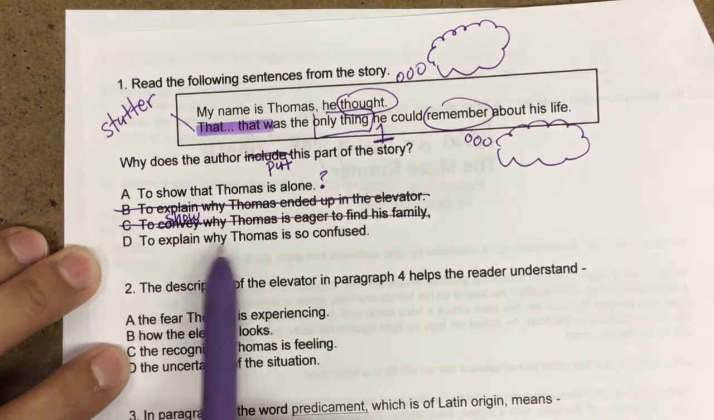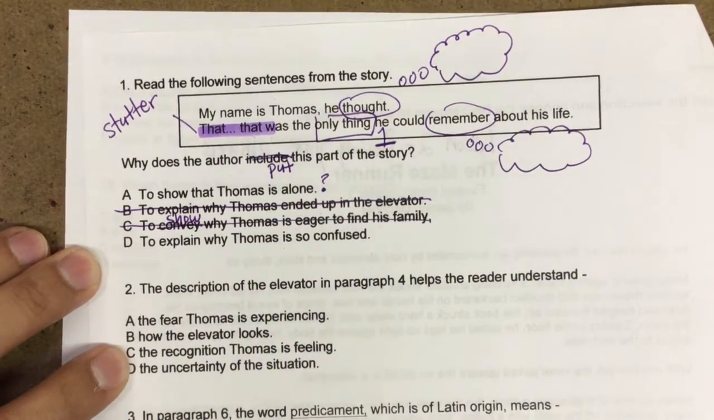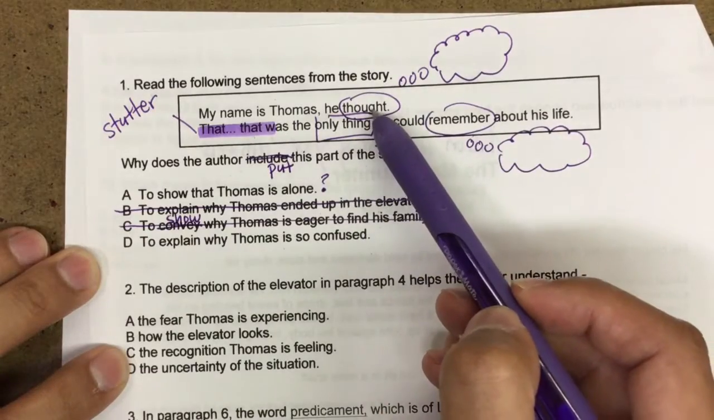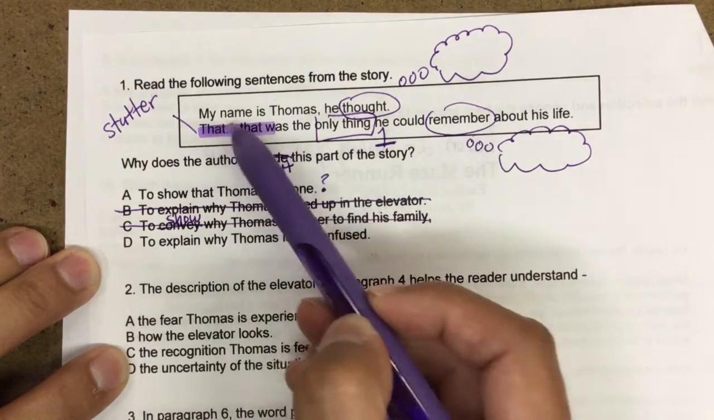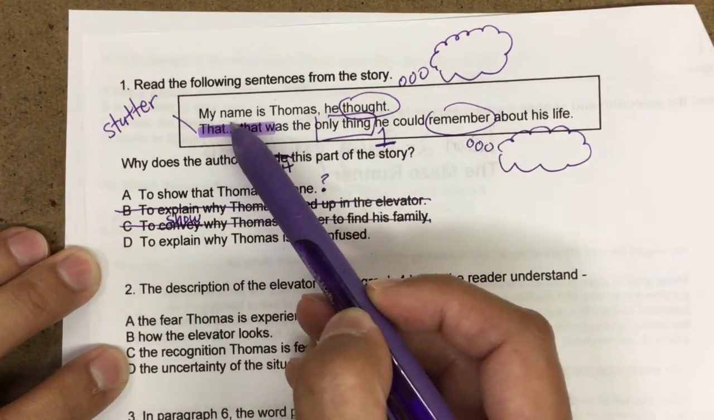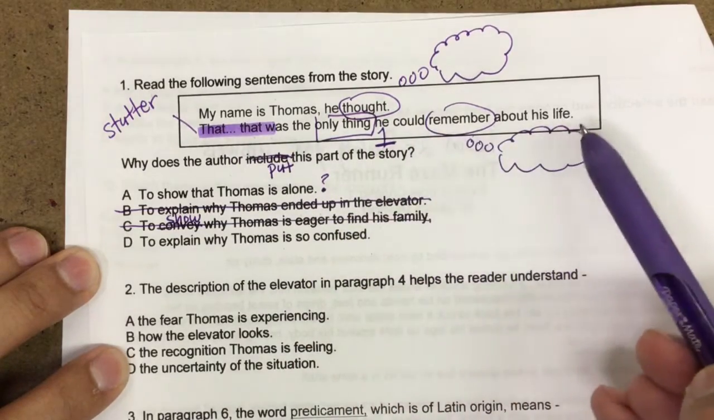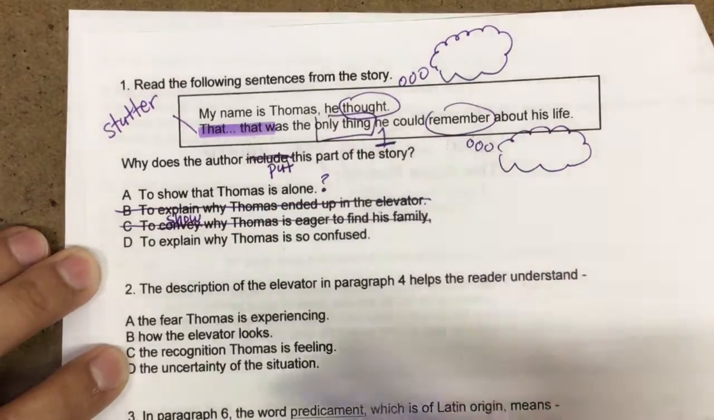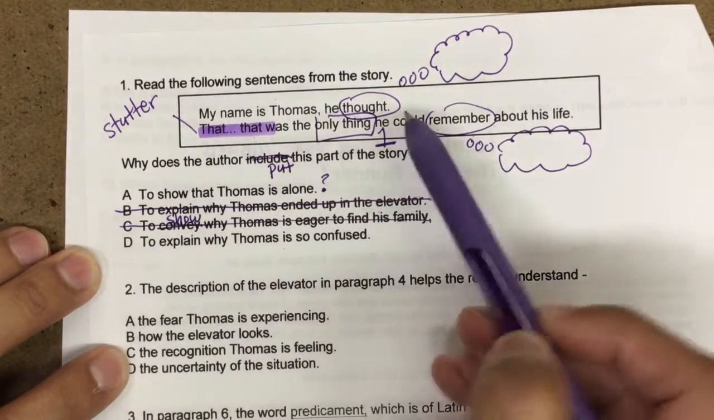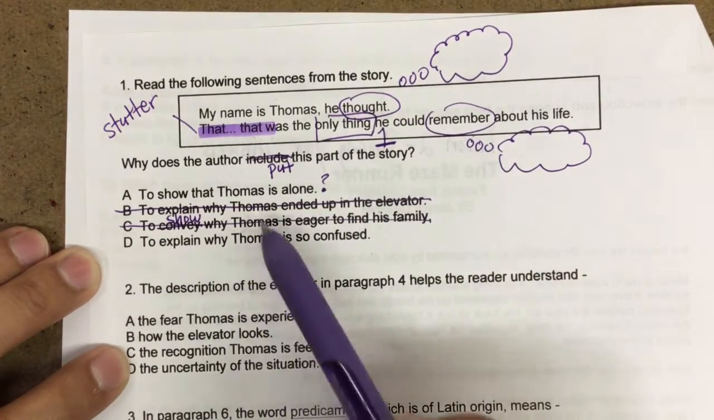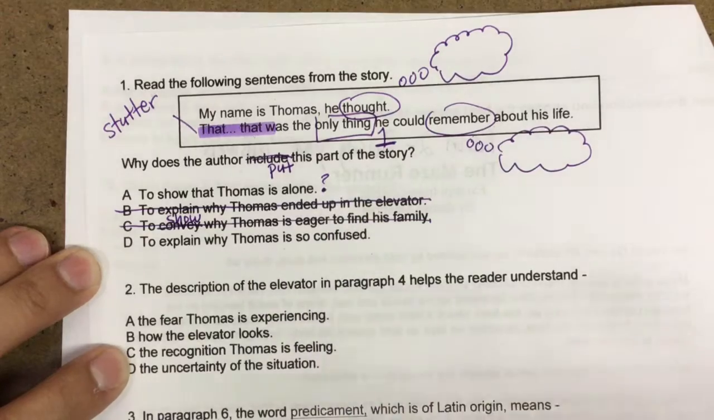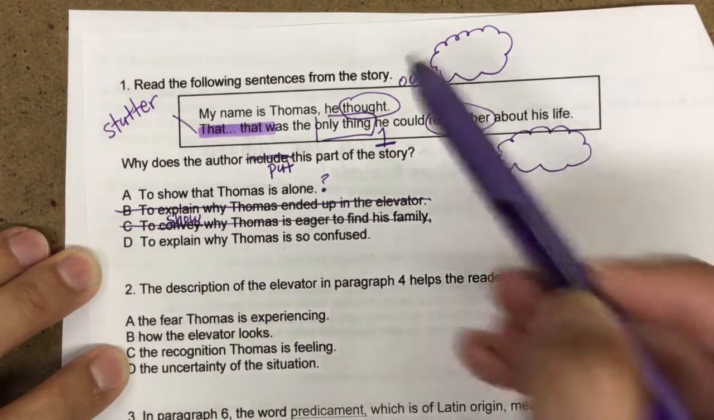Now D, to explain why Thomas is so confused. Let's go back and look at the evidence. Or 2 sentences in the box. My name is Thomas, he thought. That was the only thing he could remember about his life. Put yourself in his shoes. If that's the only thing you could remember, would this explain why he's alone or why he's confused? Why does the author put this part in the story?